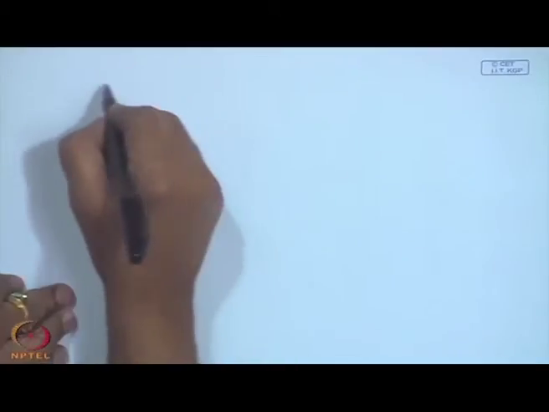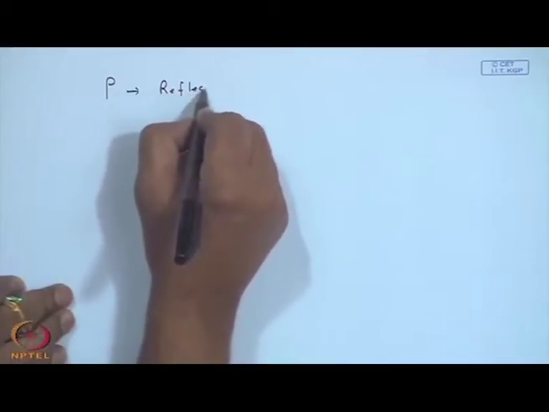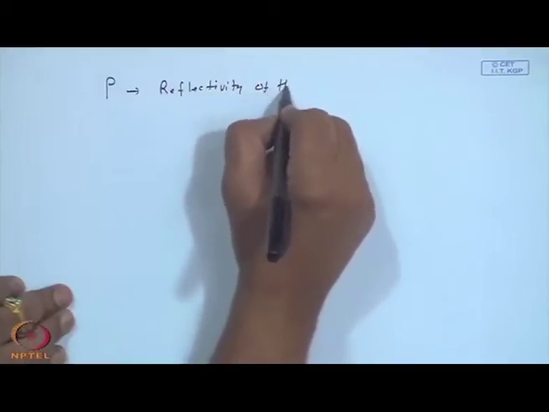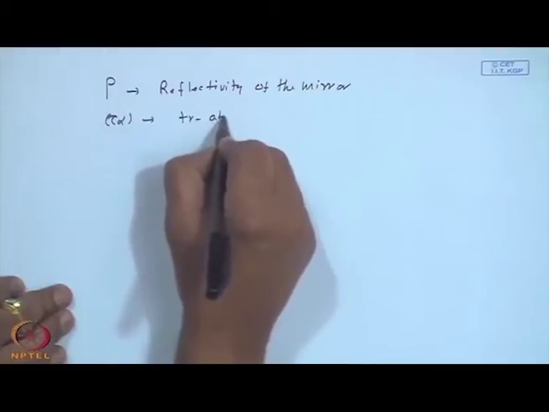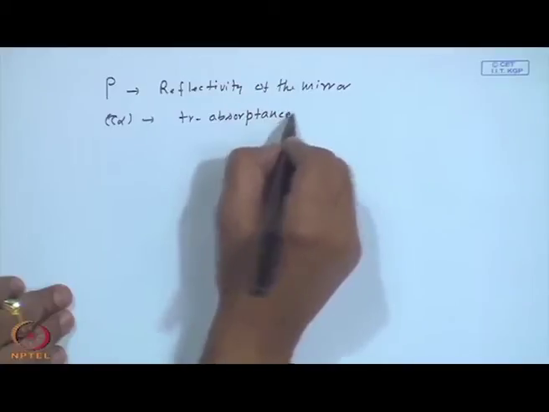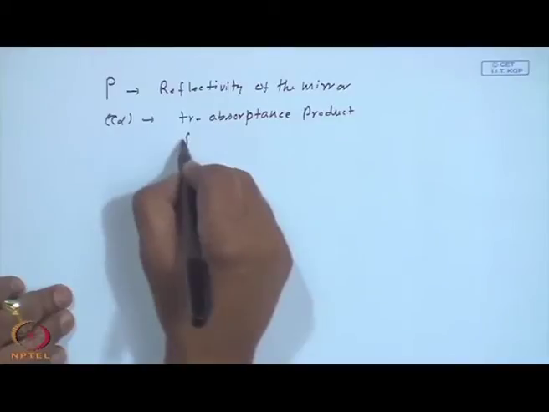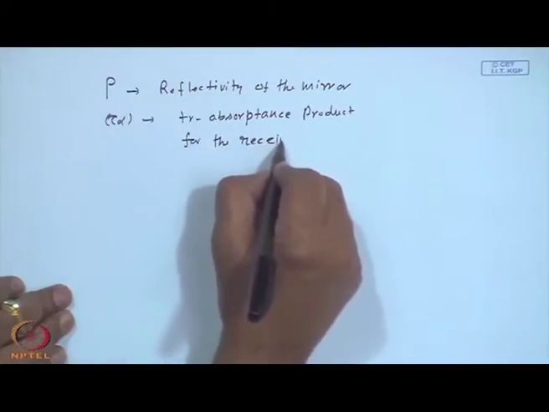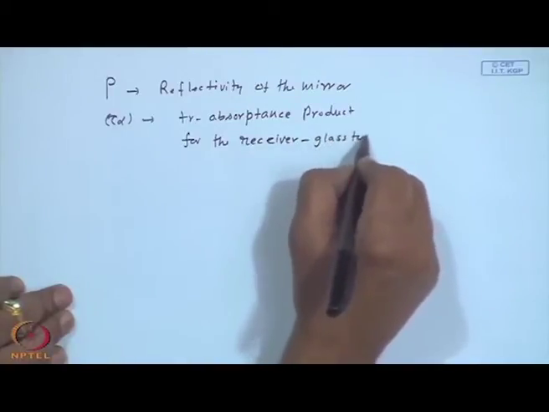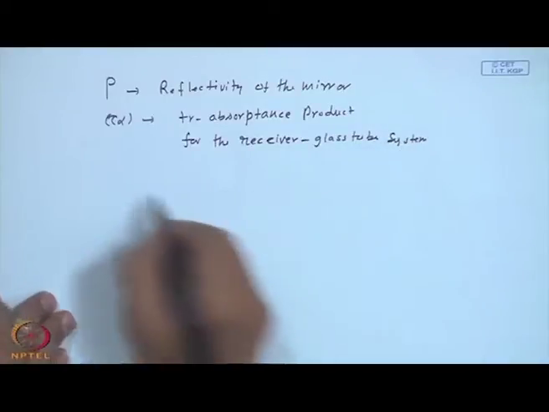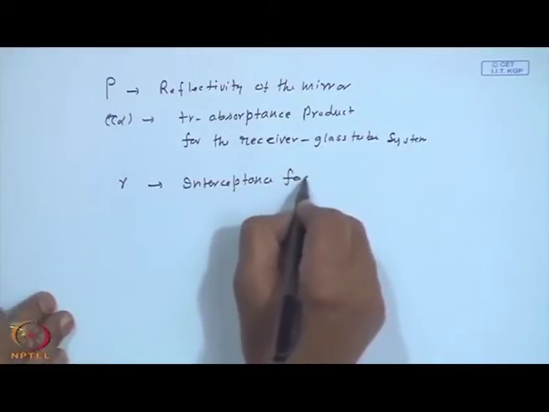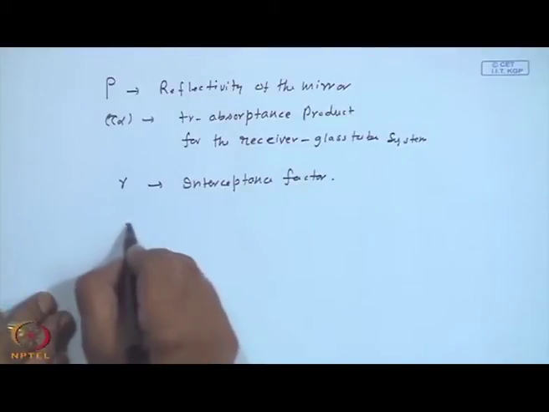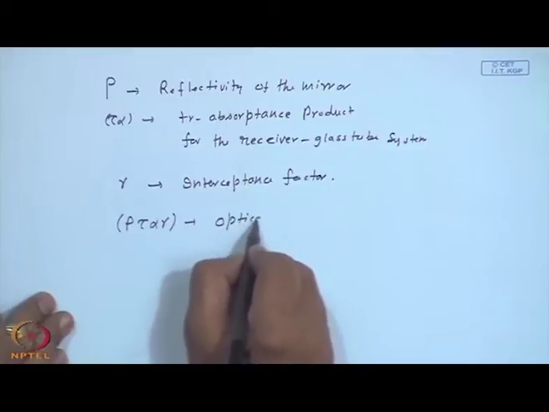If rho is the reflectivity of the mirror, and tau alpha the transmittance absorptance product for the receiver glass tube system, and gamma is the interceptance factor, so you have a total rho tau alpha gamma effective is the sort of optical efficiency.